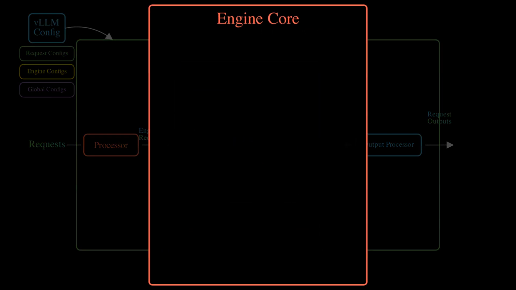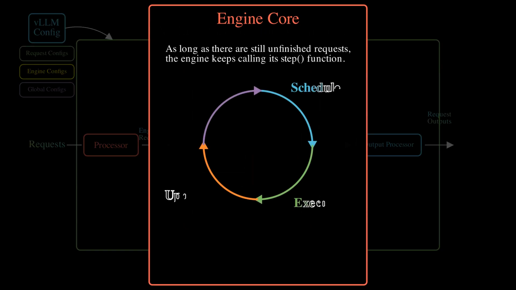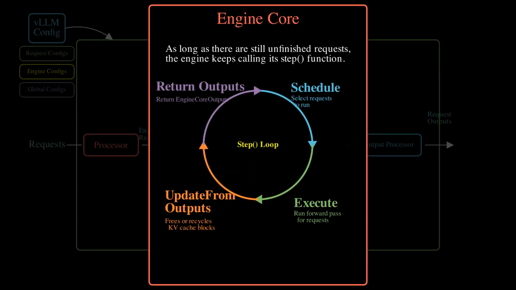The engine core continuously processes requests by repeatedly calling its step function. Each step schedules requests to run, executes the forward pass, updates and recycles KV cache blocks, and finally returns the engine core outputs.